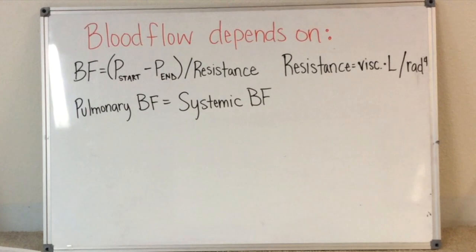In our last quiz, we talked about how pulmonary blood flow needs to be equal to systemic blood flow. This prevents blood from backing up in either system. In order for this to be the case, we have to look at the pressure at the beginning compared to the pressure at the end and the resistance in each system.